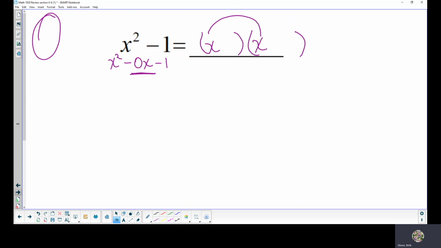The last of these parentheses always gives me this last number here. And to multiply to get -1, I need to think about what multiplies to be -1. Well, there's only one option, 1 times 1. And if I multiply 1 times 1, it needs to be a -1. So the only way to multiply to be a -1 is one of these being negative and one of these being positive. And in that case, watch what happens when I multiply these back out.